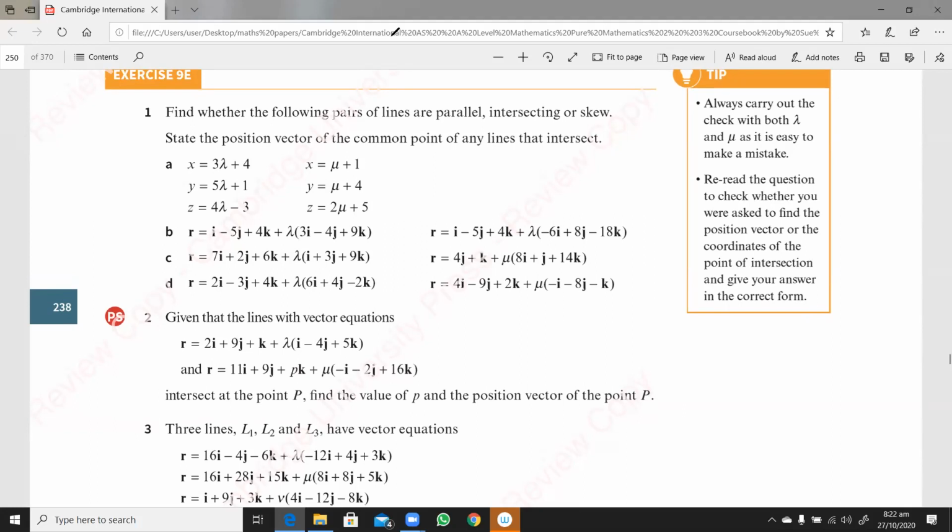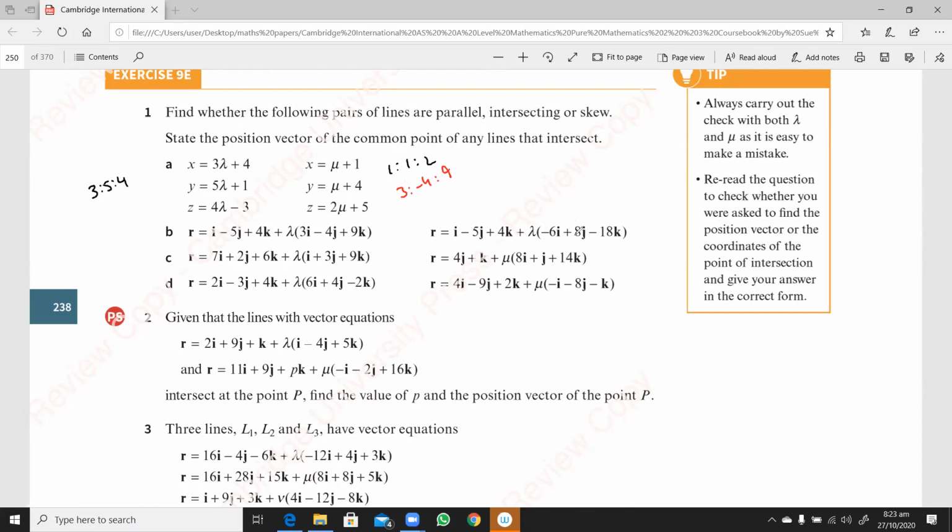Okay, so if you look at this part A, you have the coefficients of lambda, 3, 5, 4. So the direction ratios are 3, 5, 4. And here you have the coefficients of mu, that is 1 ratio 1 ratio 2. So you see that these are two different direction ratios. So the lines in this part A are non-parallel. Okay. If you look at part B, we have the ratios for this line, which is 3, -4 and then 9.